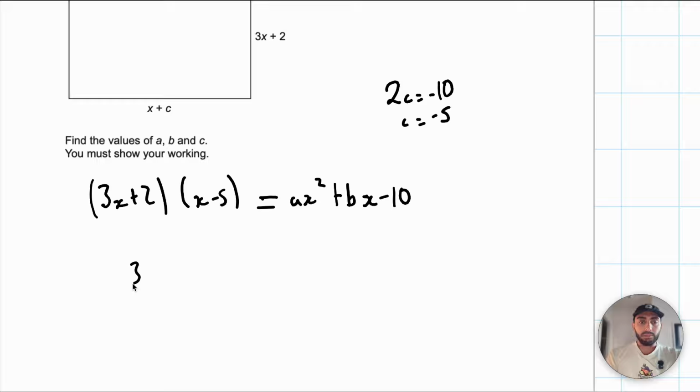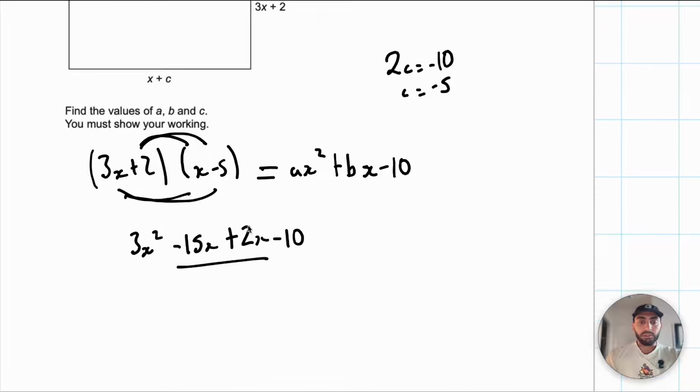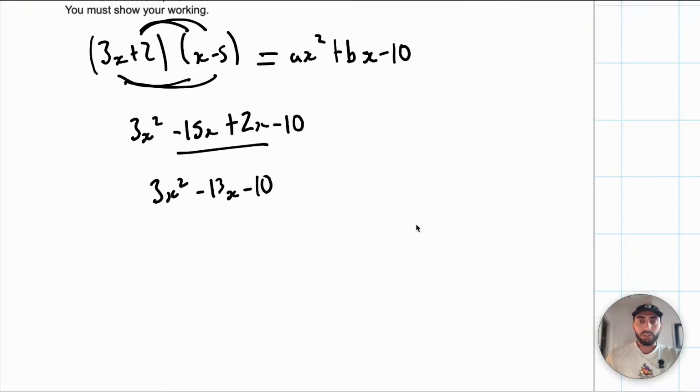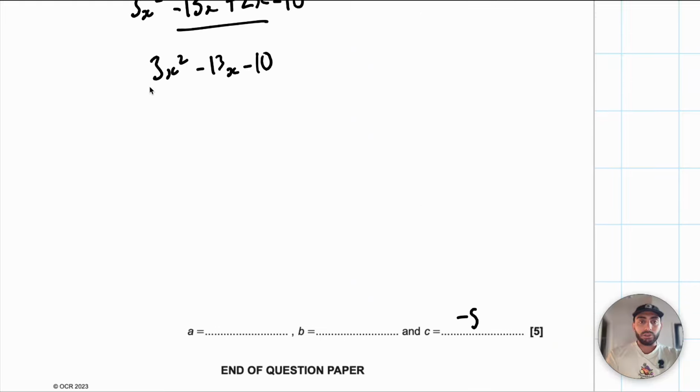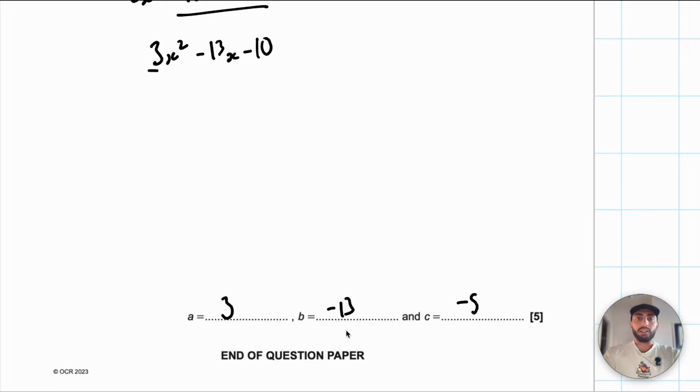3x times x gives me 3x squared. 3x times negative 5 gives me negative 15x. Positive 2 times x is plus 2x, and 2 times negative 5 is going to be negative 10. We're just going to combine like terms. These two will collect up, so we've got 3x squared minus 15 plus 2, which is minus 13x minus 10. We know c was negative 5, a is going to be 3, and b is going to be negative 13. That's the end of the questions for today.